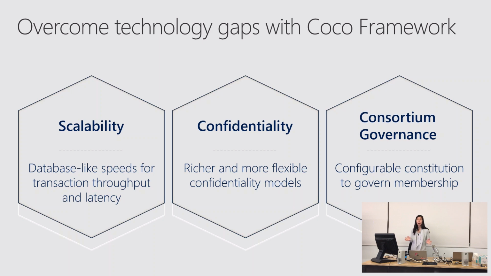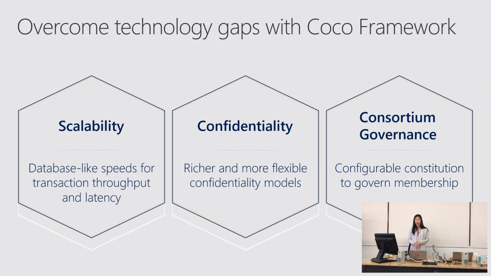Confidentiality in this scenario is around, let's say I have some private network and I want to interact with one of the counterparties, but I don't want everyone else to know the details of my transaction. Maybe I don't care if people know that we have a deal, but I don't want them to know the details of it. Right now, once you write things to the blockchain, everyone can see it. And so how do you have richer confidentiality models around your smart contracts? The Coco Framework allows this, and also consortium governance.